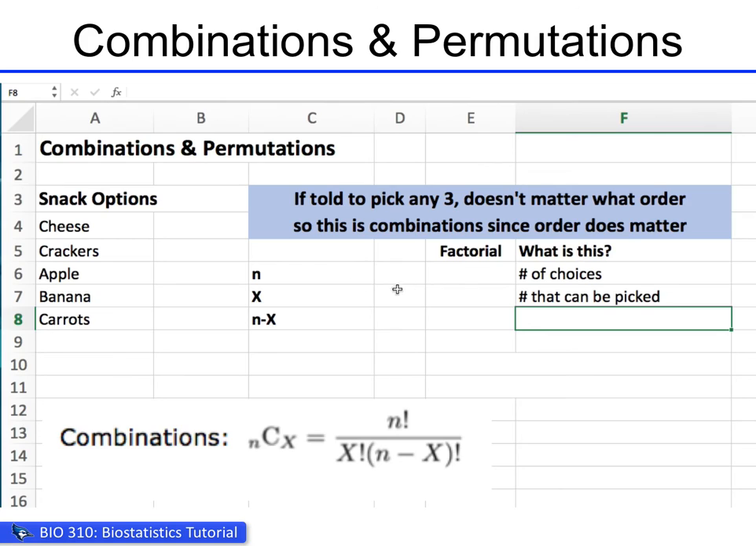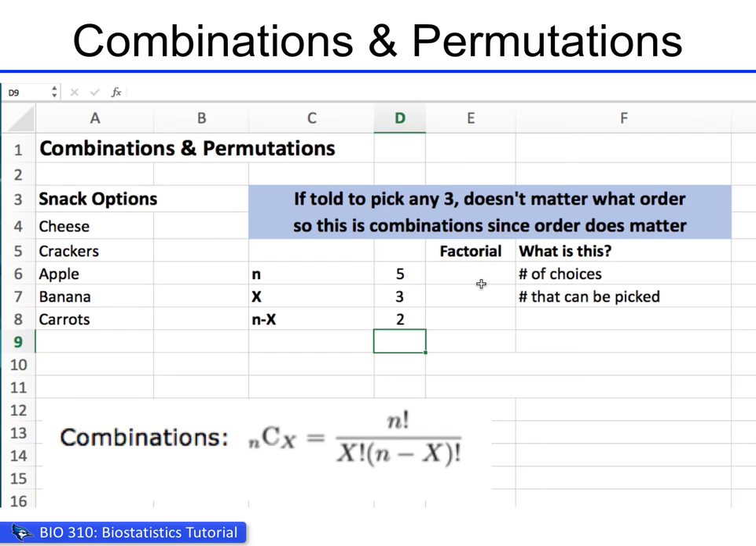Alright, so we know here we have 5 snack choices, so n would be 5. X, we're told that the students are allowed to pick 3, so x is 3. And then we can enter a nice easy formula here. And obviously you don't really have to enter a formula, we could just enter 2. But if you ever want to change your numbers here, you will not have the formula set to do that.